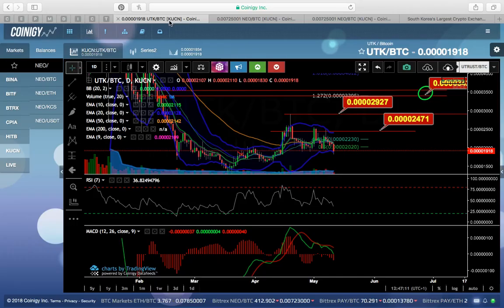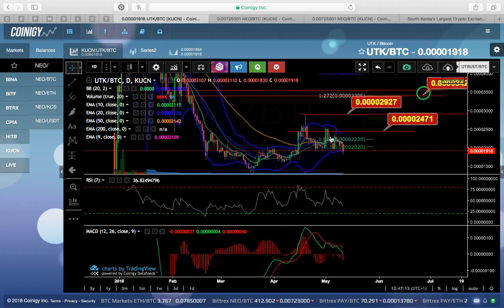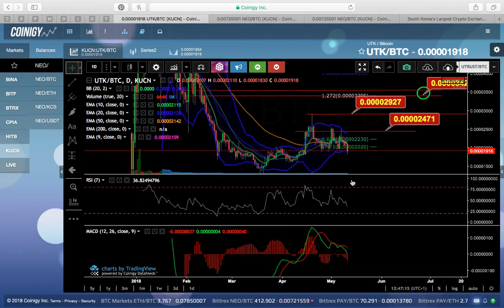So if we go and have a look, this old coin, this is U-Trust. Now, the Bollinger Bands are denoted with the blue lines, that being the top and that being the bottom. As you can see, this is a day chart. We're on the 1 day chart there.